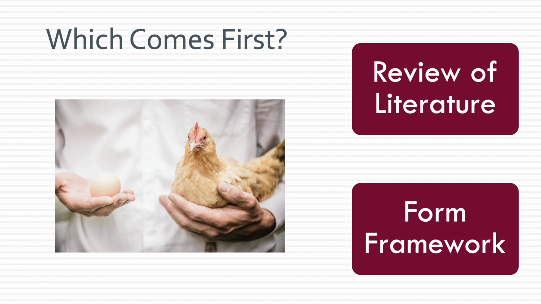Which comes first? Reviewing the literature or forming a framework? It's a chicken and egg situation. You're going to start with the review of literature, and then you'll be able to form a framework based on that literature, but you're also probably going to be going back and forth. You're going to do a review of the literature, and then work on the framework, and then you're probably going to do more reviewing of literature, and you'll go back and forth until you find the right framework for your study.